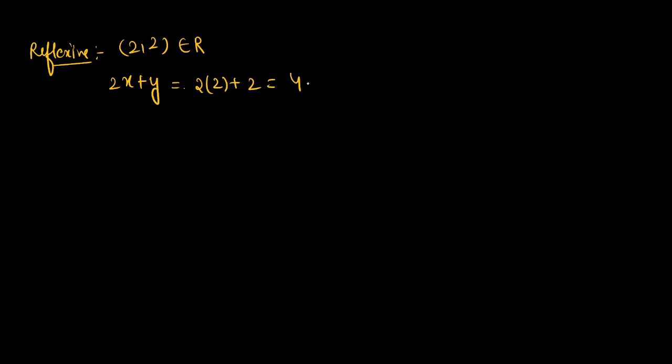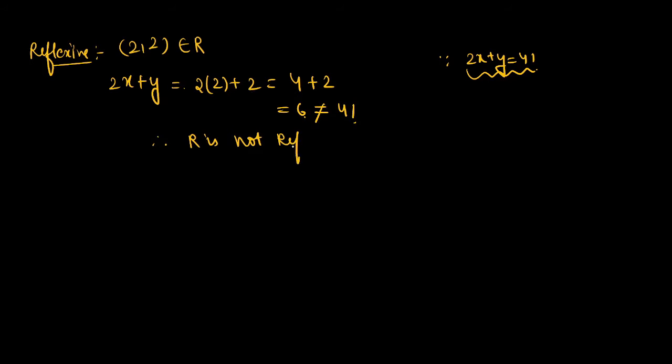So this will be 4 plus 2, that is 6. But we know that 2x plus y is equal to 14. If this relation is satisfied, then I can say that (2, 2) belongs to R. So this is not equal to 41. This implies my relation R is not reflexive. Okay, next we will check for symmetric.